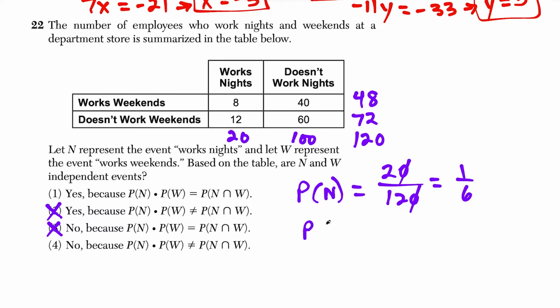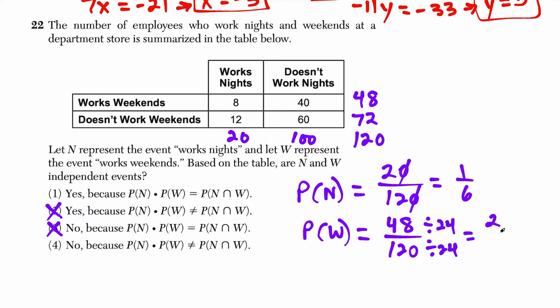So now we'll find what is the probability of w. What is the probability that someone works weekends? And works weekends is going this way horizontally. So we could say 8 plus 40 is 48. That's 48 people out of, and I'll just make this neater, so we have 48 out of 120. And this I could reduce in the calculator. I could divide these, press enter, and then math enter. Or I could just divide the top and bottom right now by 24. And this fraction reduces to 2 over 5.